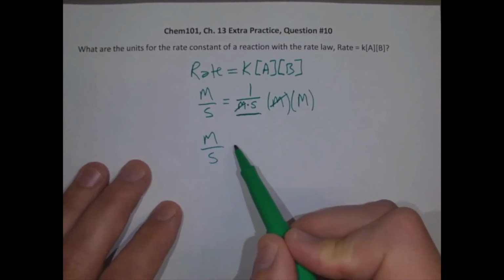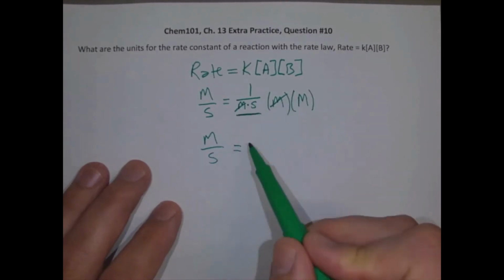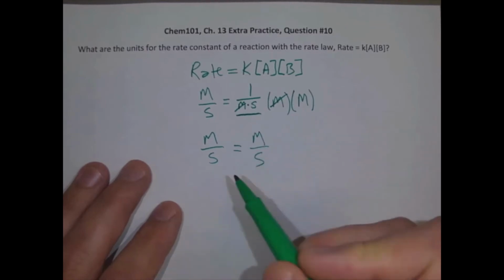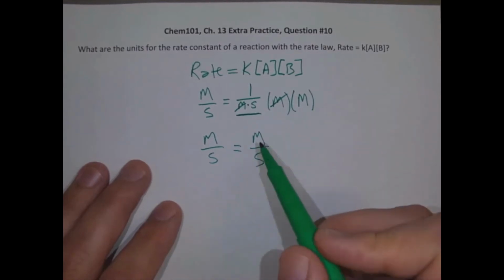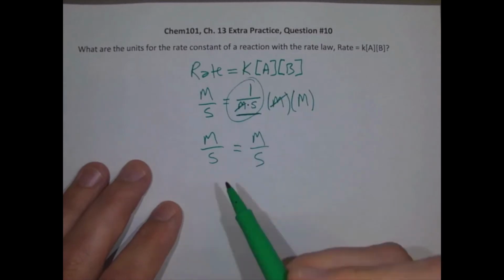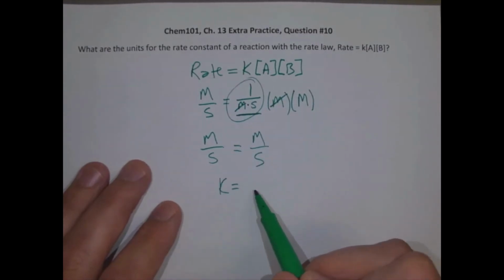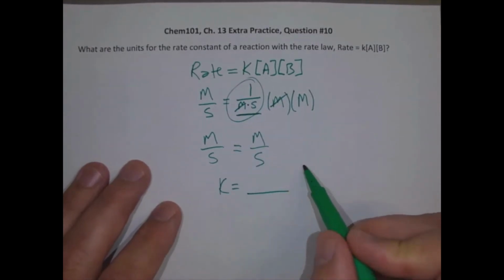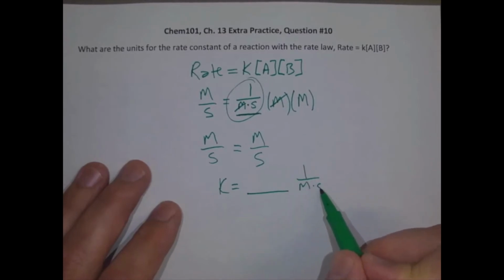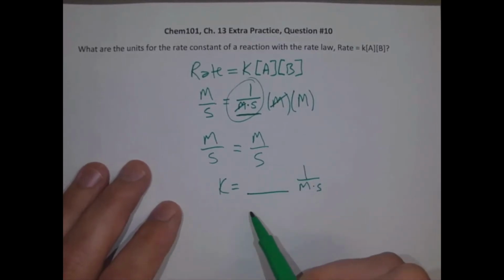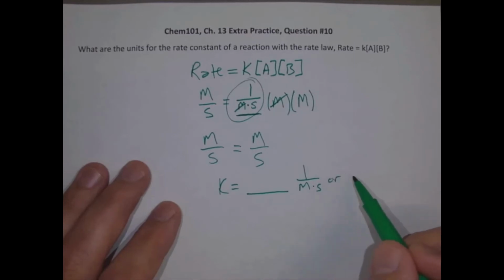Okay, so molarity per second equals molarity per second. And so in this case, that means that the units of k are some number with units of 1 over molarity per second, or another way of writing that is molarity to the minus 1 times seconds to the minus 1, or inverse seconds, inverse molarity. You'll hear that kind of terminology as well.